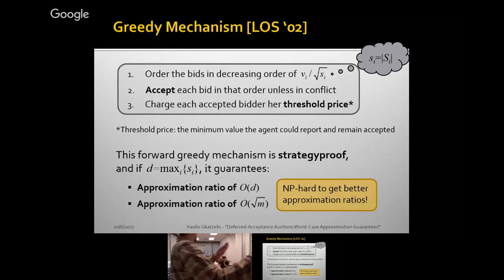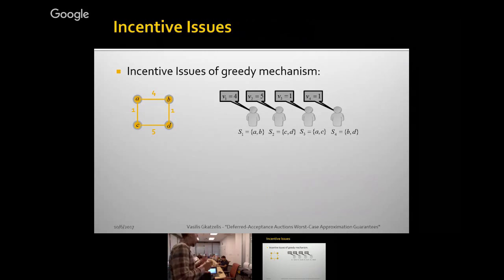And although this is an old result, for the first half of the talk I thought I should go through this so you understand what deferred acceptance auctions are, so you maybe can appreciate the generalization that we recently came up with. Okay, so in order to explain this, let's look at a specific example. Let's verify that we understand what the forward greedy algorithm does.